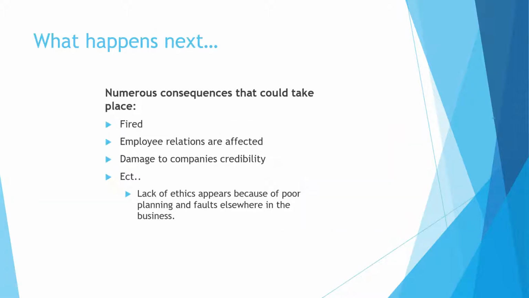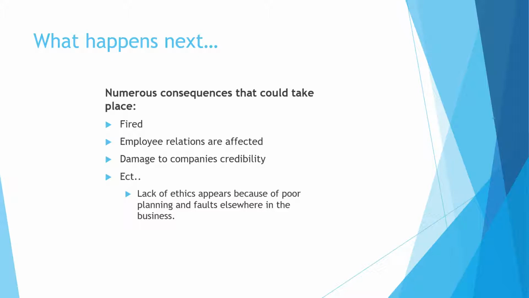things. So as I just mentioned in the last slide, all these unethical actions that had taken place by the employee will lead to numerous different consequences. The first one is that the employee could be fired from the business at hand. Obviously, the employee relations are affected, and ultimately this causes damage to the company's credibility.